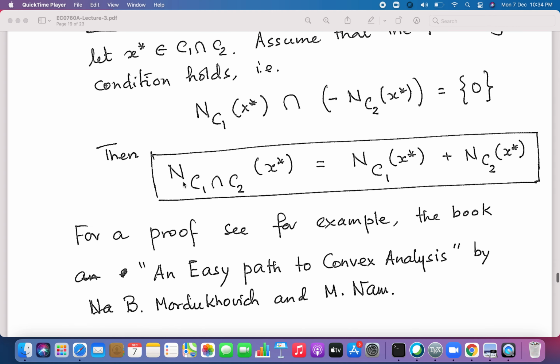Then the normal cone to the intersection of these two convex sets at X star is nothing but the Minkowski sum of the two separate normal cones. That is, the normal cone to C1 intersection C2 at X star is the normal cone to C1 at X star plus, as a Minkowski sum, the normal cone to C2 at X star. So you take a V1 from NC1 X star and V2 from NC2 X star, and you add them, V1 plus V2, you will get an element here. That's it.